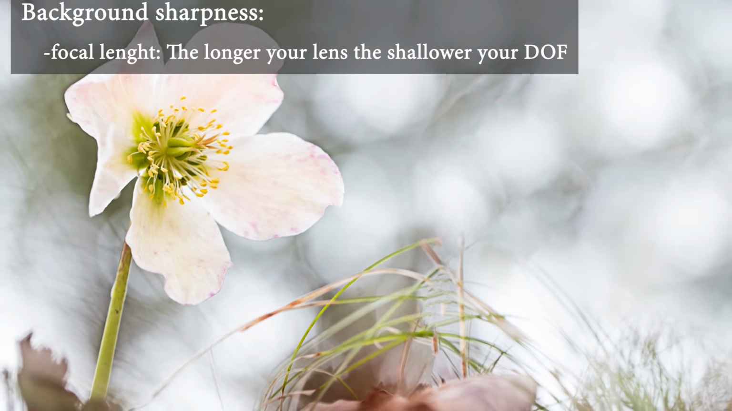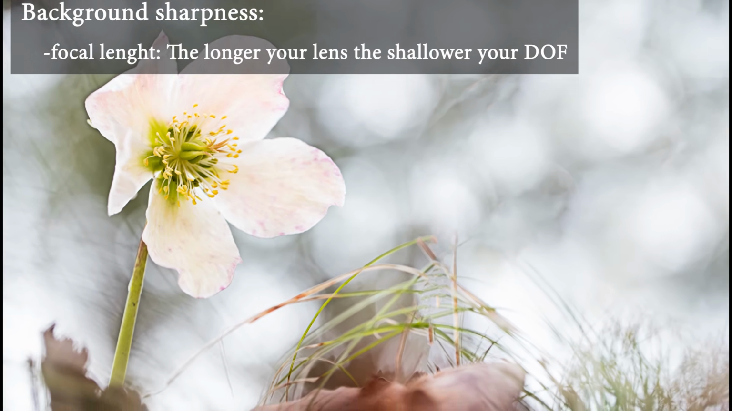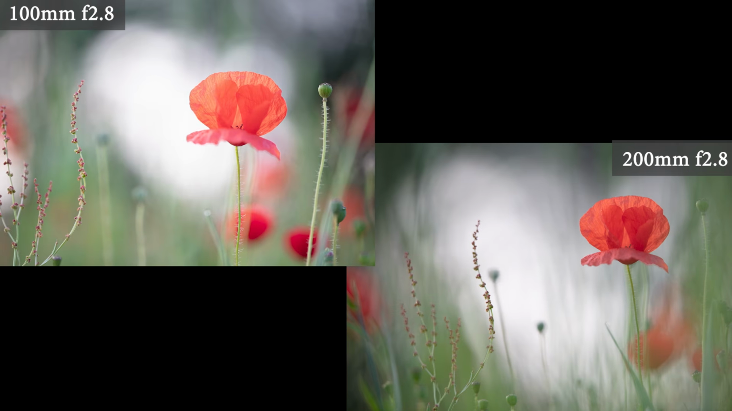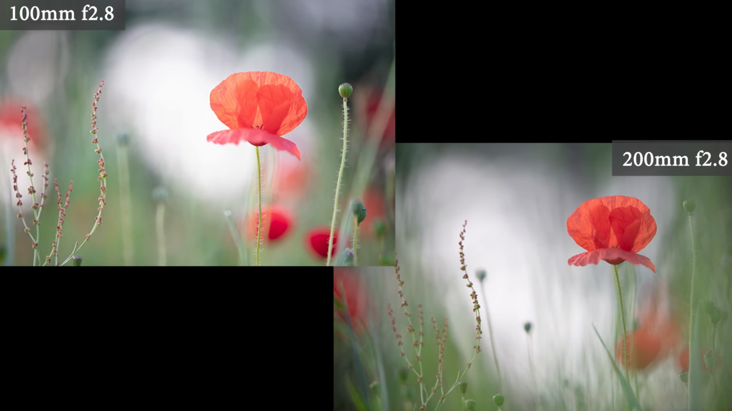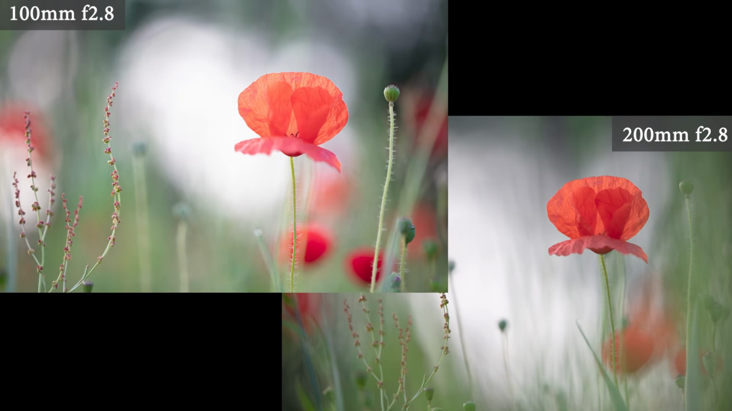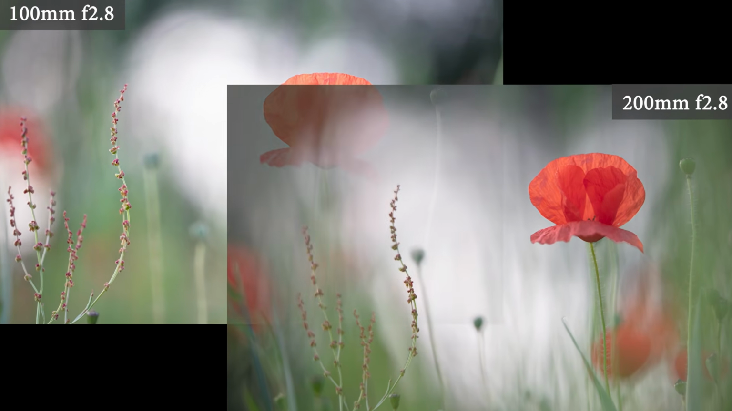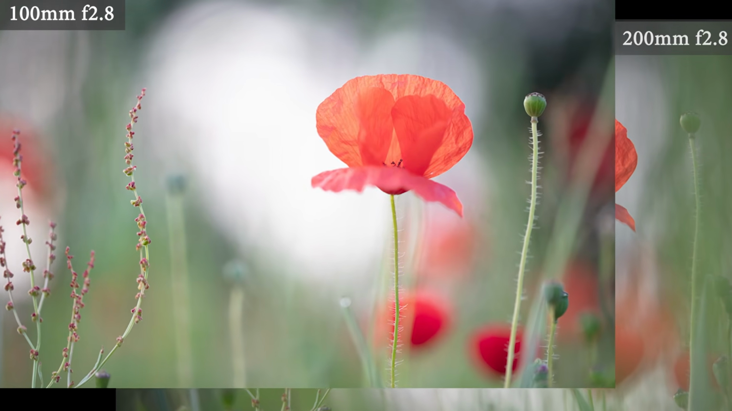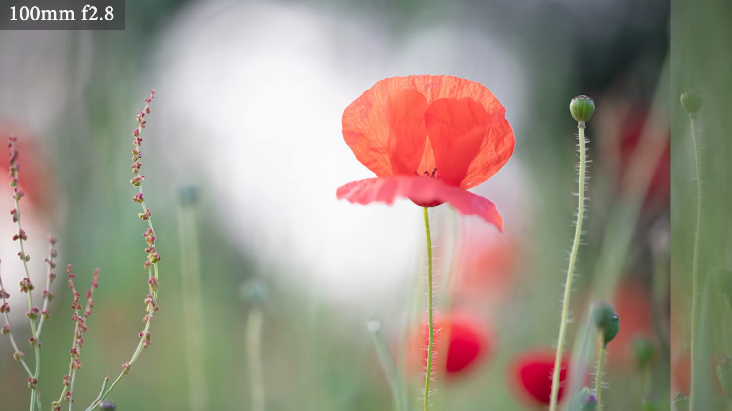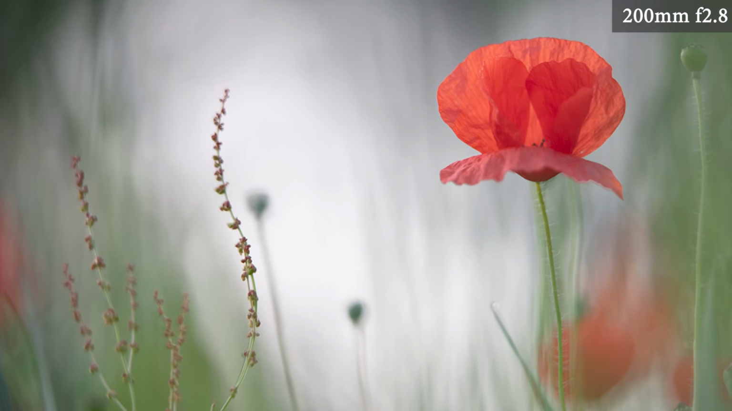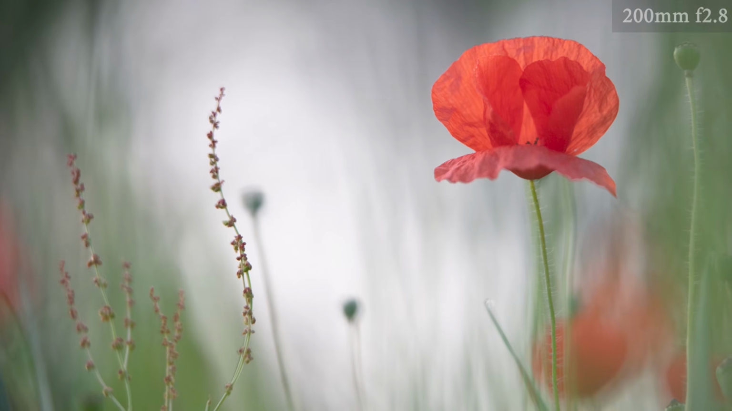The longer your lens, the shallower your depth of field will become, and thus the more out of focus your background will be. Let's have a look at this poppy. Composition and aperture for the 2 images are the same. They're both shot at f2.8. The first image is shot with a 100mm lens and the second one with a 200mm lens. The highlight bokeh with the 100mm is smaller and the edges are harder. I like the 200mm version more. The highlight surrounds the whole flower and the edges are a lot softer.